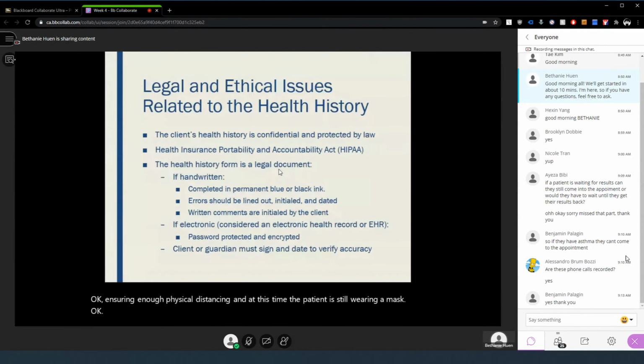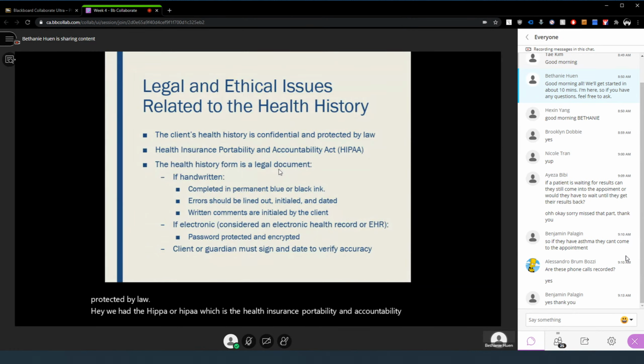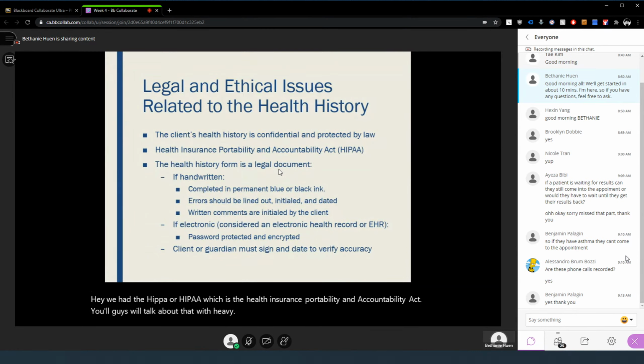Now, some legal and ethical issues relating to the health history. It is considered confidential and it is protected by law. We have HIPAA, which is the Health Insurance Portability and Accountability Act. You will talk about that with Evie. It can be handwritten or electronic. If the health record is handwritten, everything needs to be in ink, blue or black. Any errors are lined out, initialed and dated.